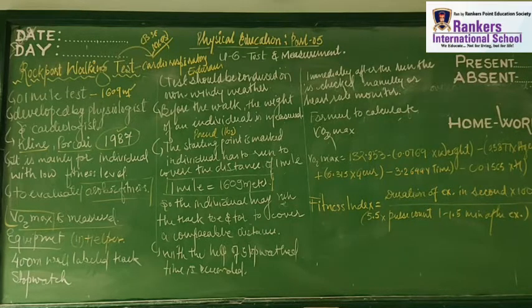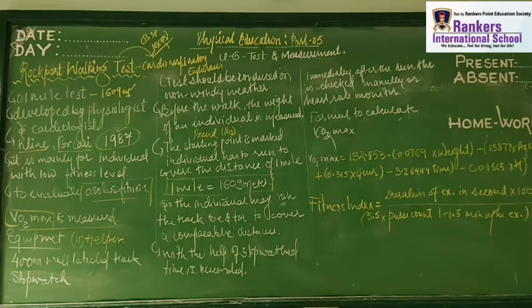Record the time to complete the 1 mile walk. We need to record the time, so the helper can help us out, and with the help of a stopwatch we can record the timing covered by the individual or participant. Immediately on finishing the walk, measure the heart rate. We need to measure the heart rate as and when it is over.